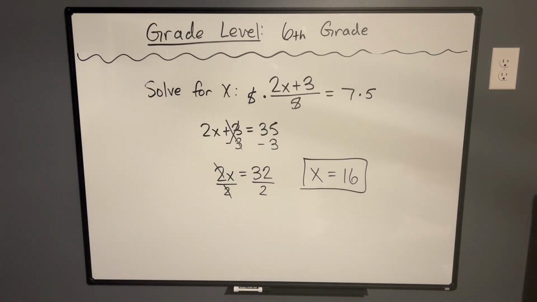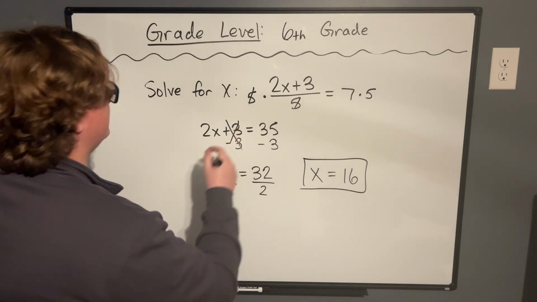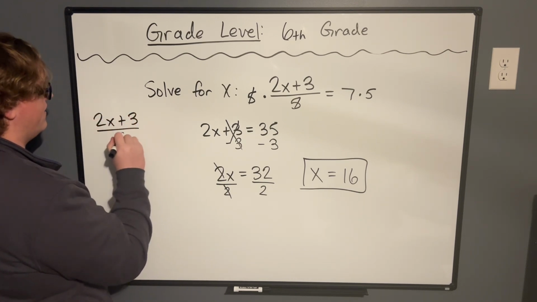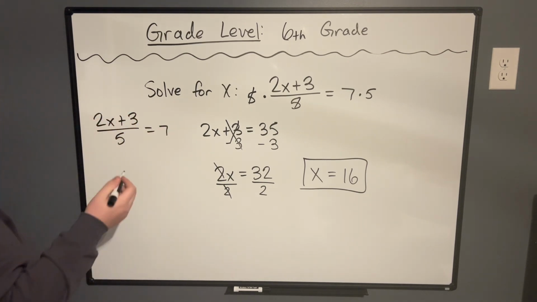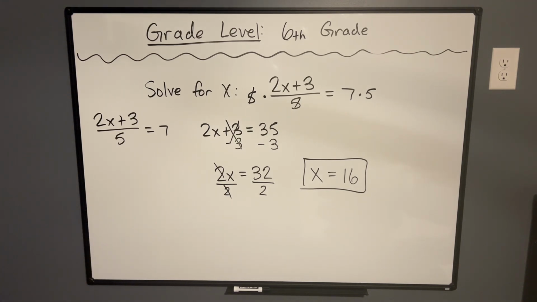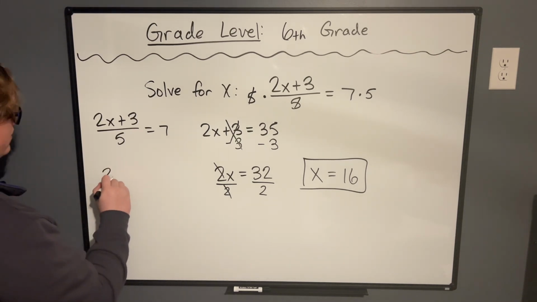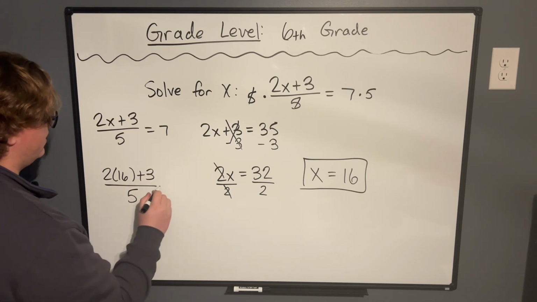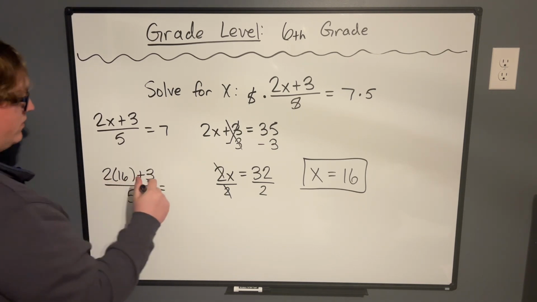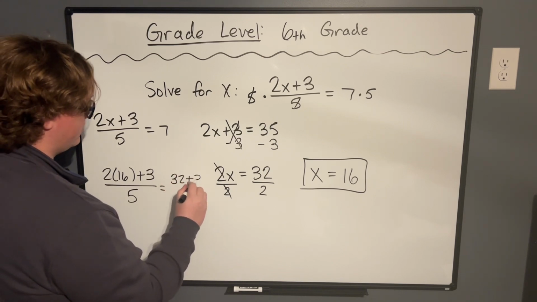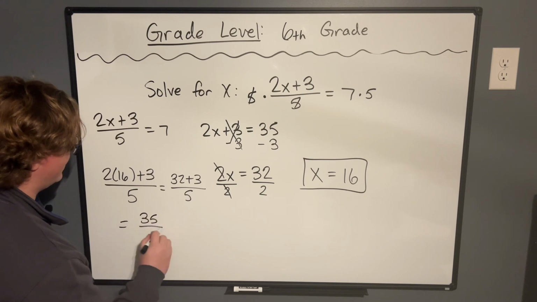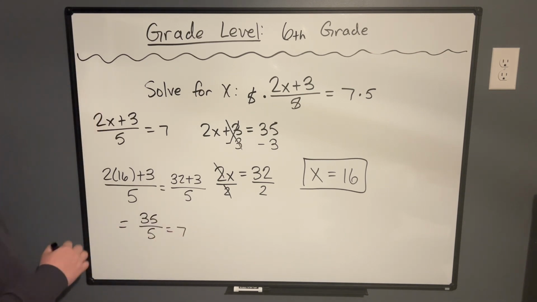And again, we can check that because remember our original was 2x plus 3. I'll write it here. 2x plus 3 over 5 equals 7. Now let's see what happens if we plug in 16 to check our answer. That'll be 2 times 16 plus 3 over 5, which will turn into, this is 32. So 32 plus 3 over 5, which is the same thing as 35 divided by 5, and that is equal to 7, right? So we know that our solution for x worked out.